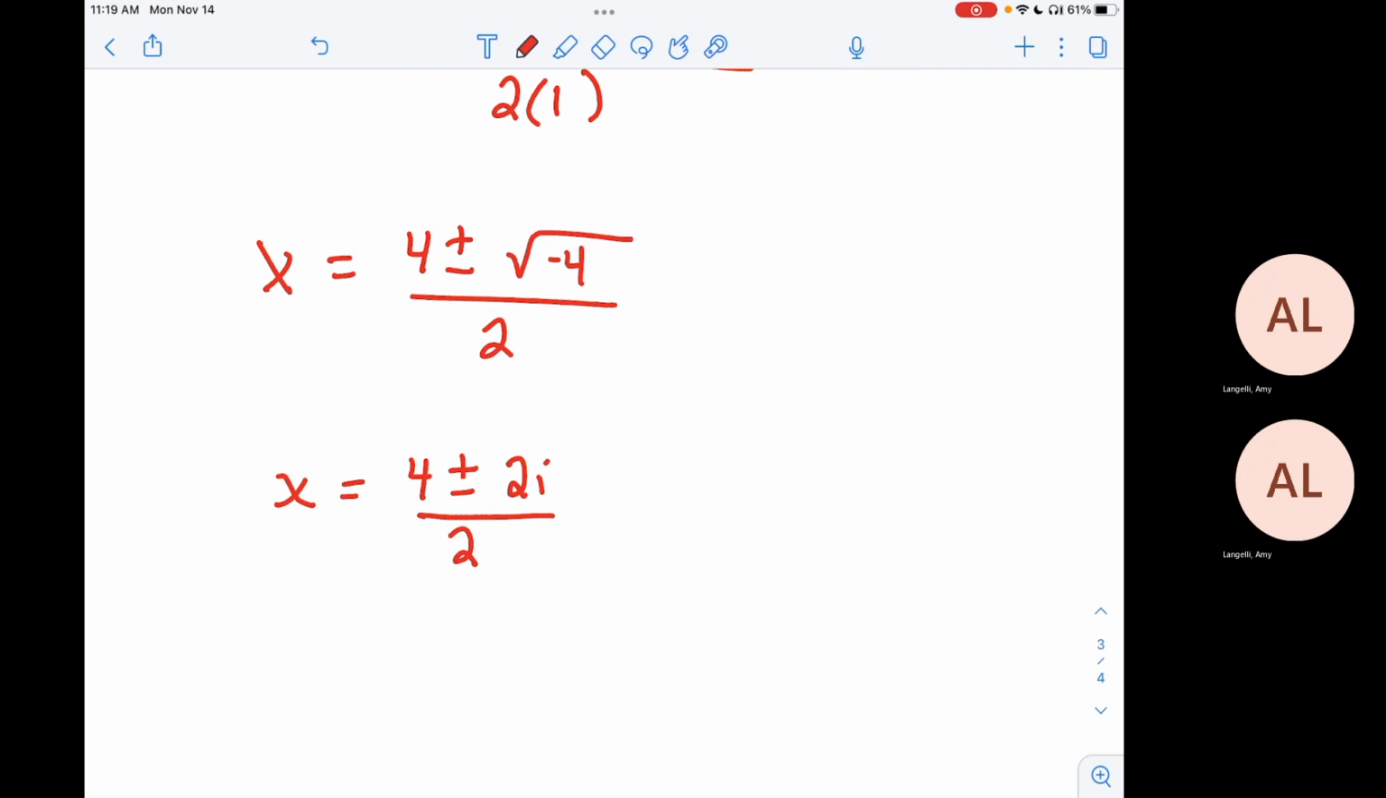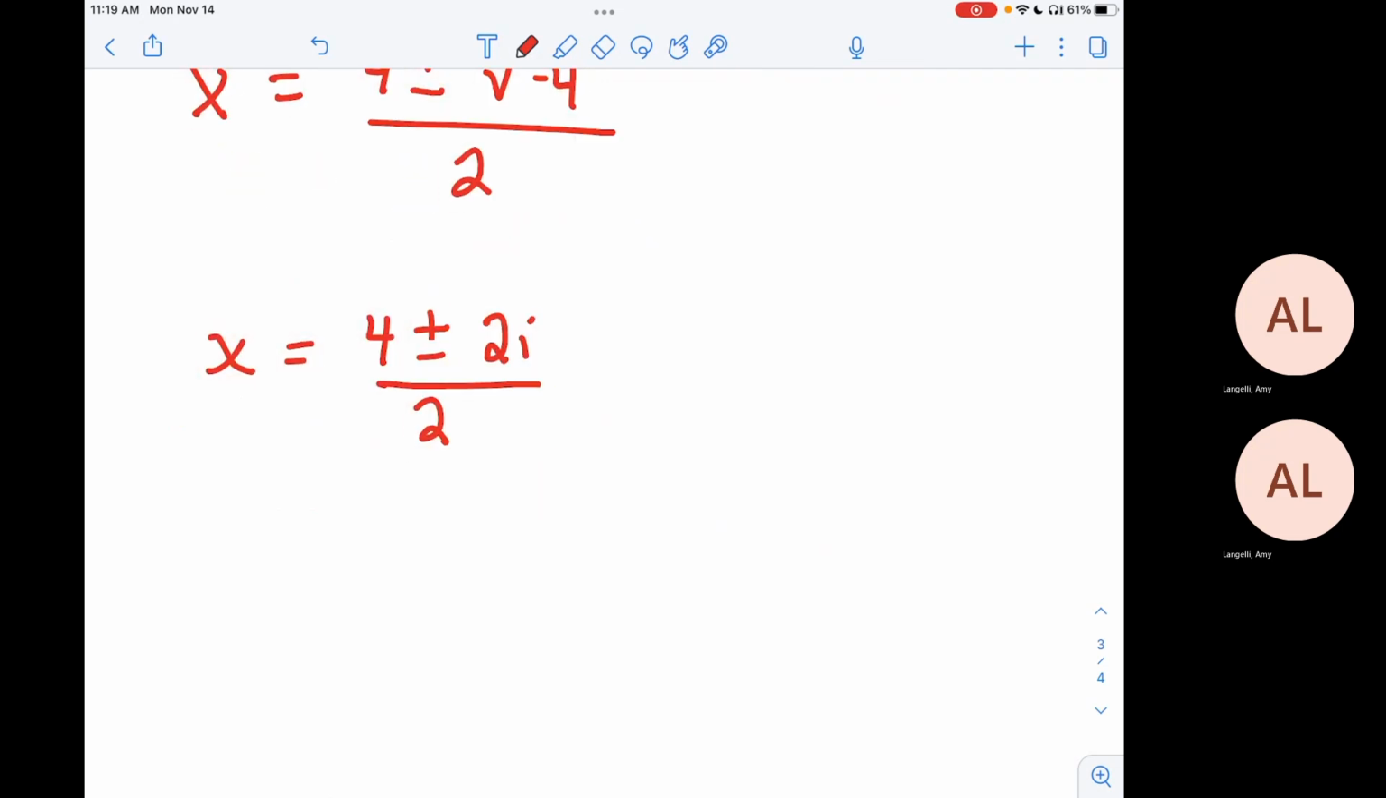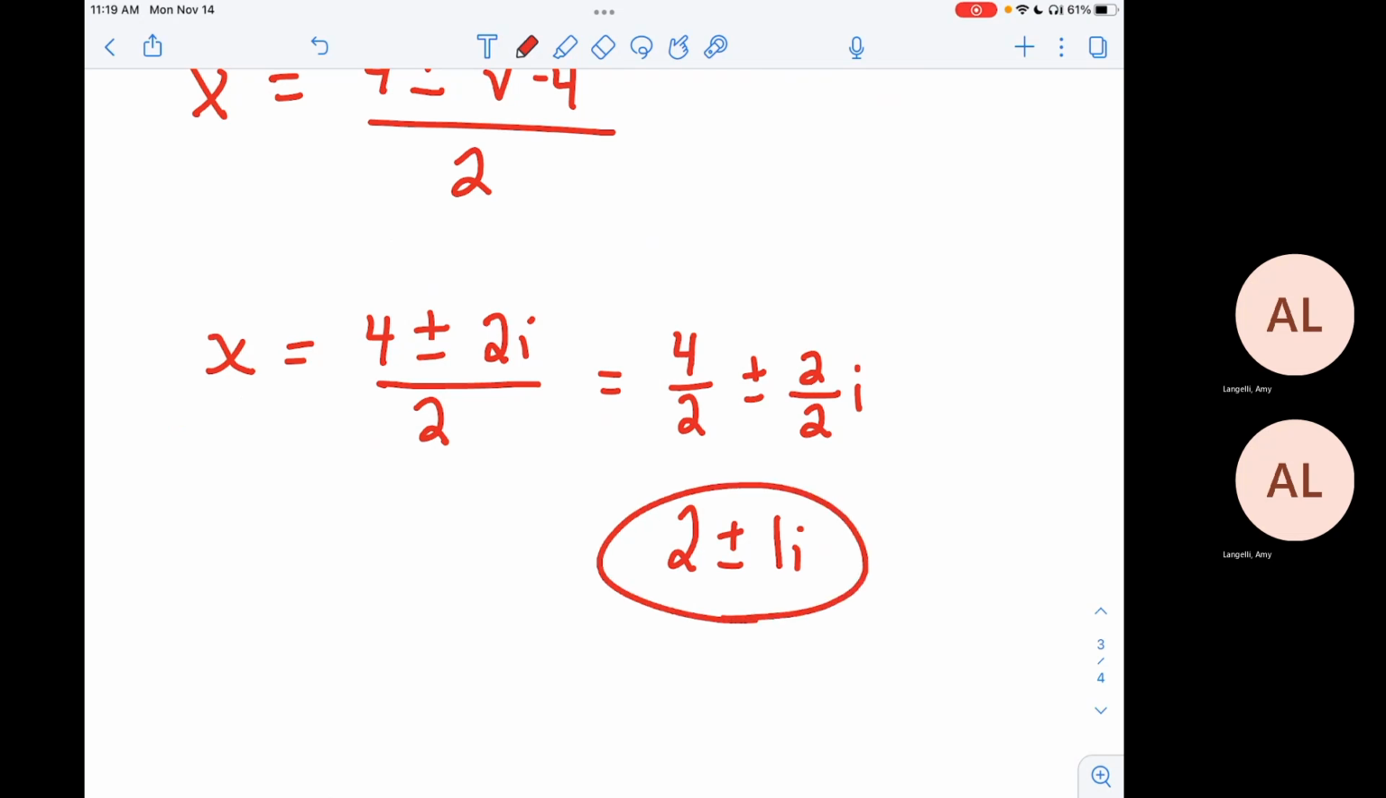I saw some questioning looks here. I feel like this was hard for kids. The next step. What should we do here? What would be next? Remember? Yeah, so it's 4/2 plus 2/2 with an I. So this is 2 plus or minus 1 I. You don't need the 1. If you don't want the 1, you don't need the 1.